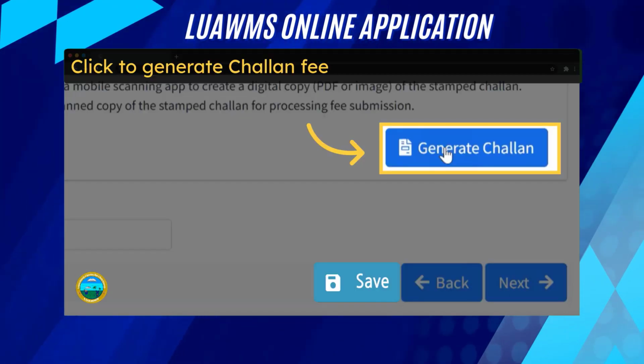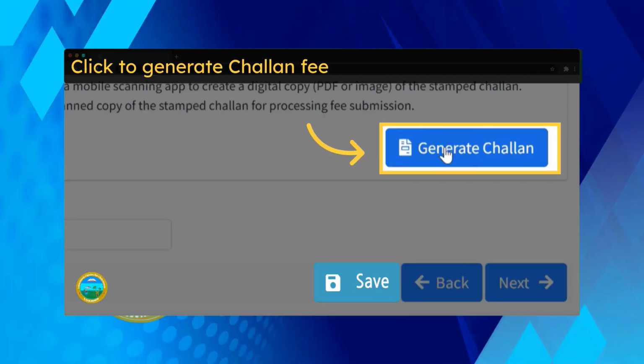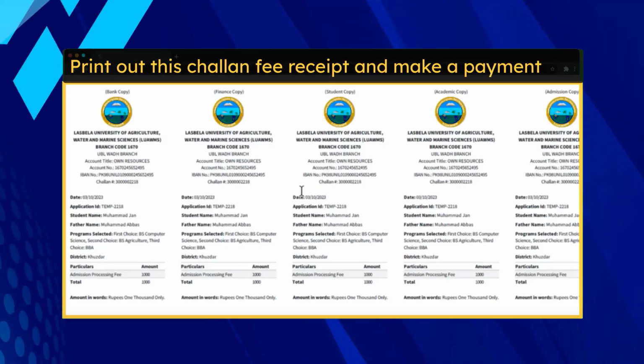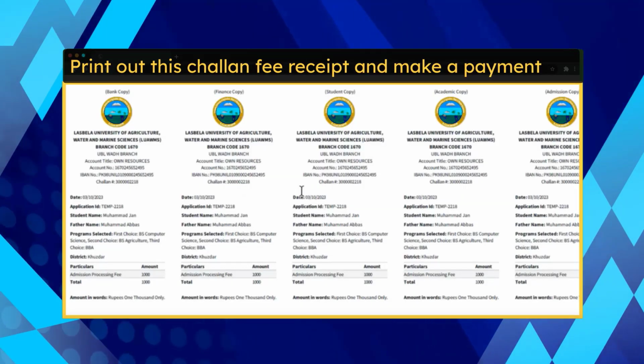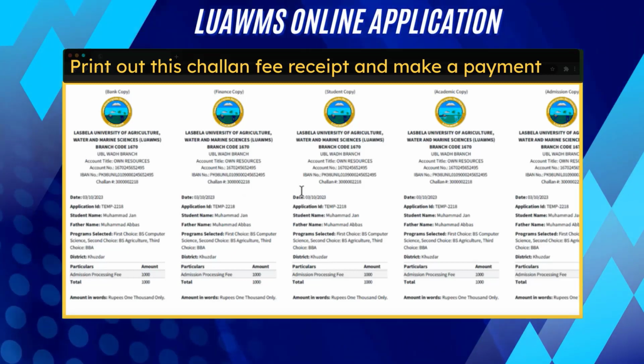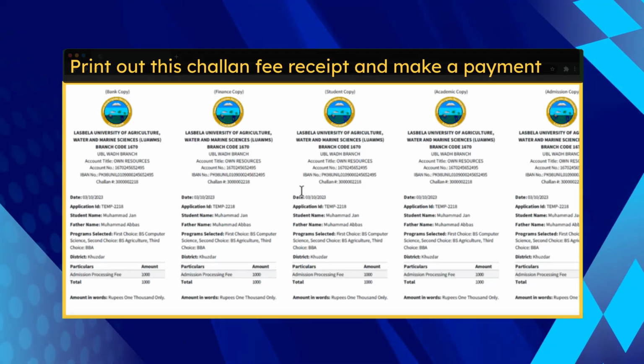Next step is to generate the challan fee for the application process. The challan fee has been successfully generated. To complete the payment process, it's essential that you print out this challan receipt and take it to your nearest preferred bank branch to make the payment.